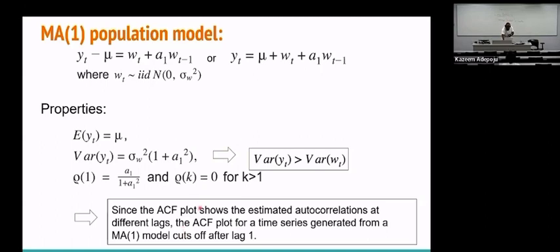If you take a look here, we said for k greater than 1, the autocorrelation function will be 0. You can only have autocorrelation at lag 1 for MA1. You can only have autocorrelation at lags 1 and 2 for MA2. You can only have autocorrelation for lag 1, lag 2, and lag 3 for MA3.